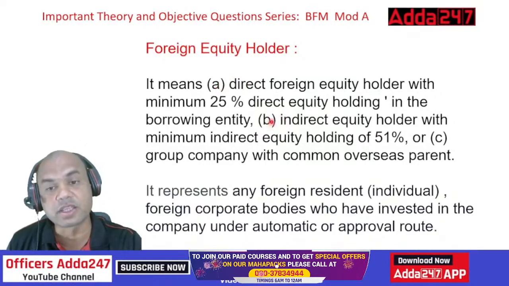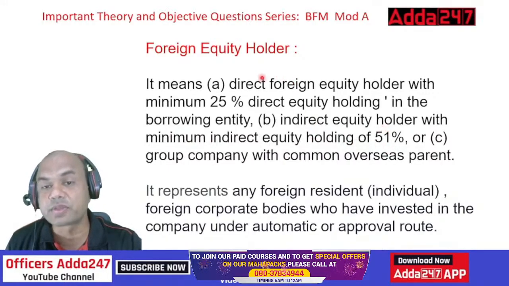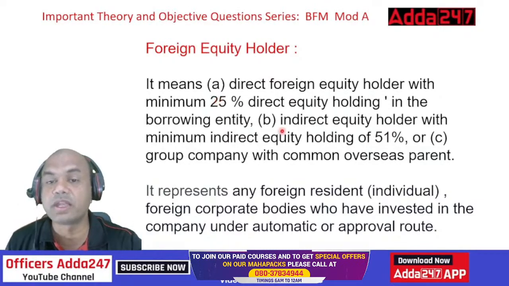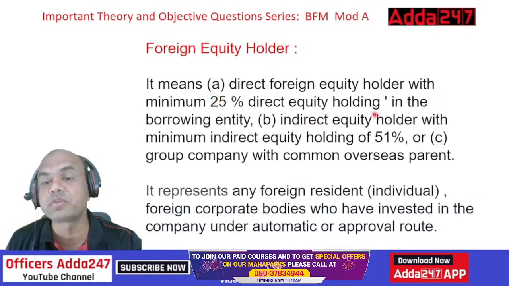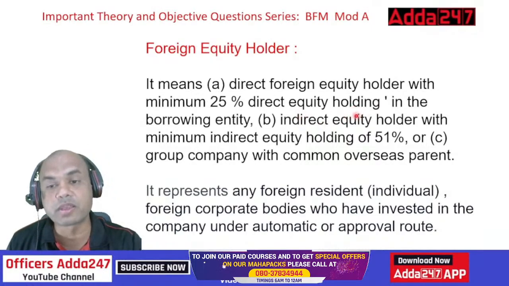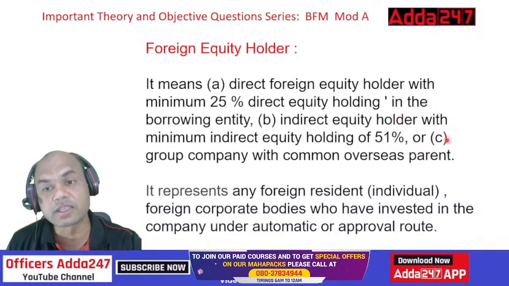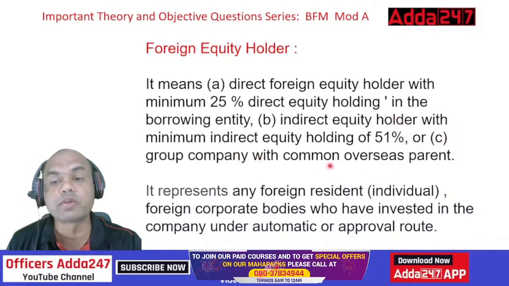Point number B is also there. Indirect equity holder with a minimum indirect equity holding of 51%. So direct, if somebody is buying, then 25%. If indirectly they are buying, indirectly means what? From the open market. So if they are buying from the open market, it should be minimum 51%. And the third category is also there: group company with the overseas parent.